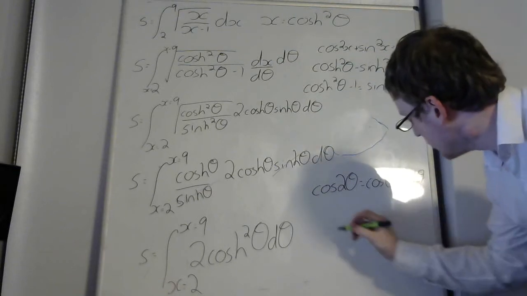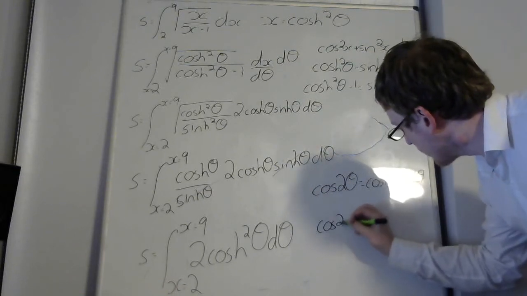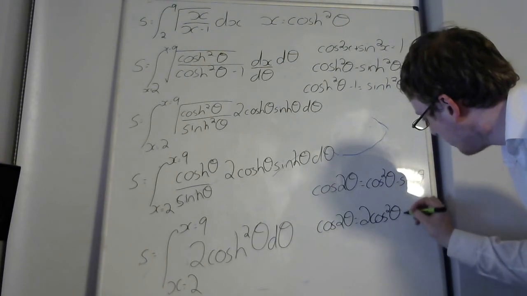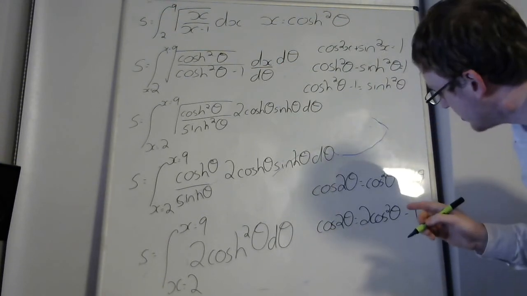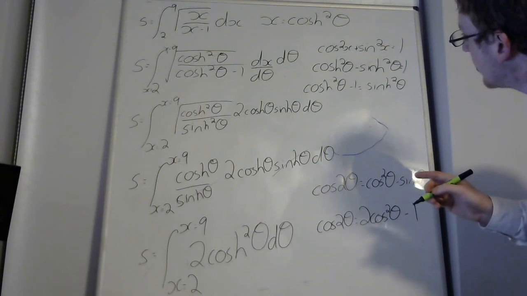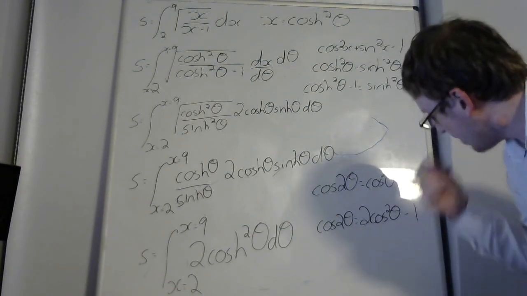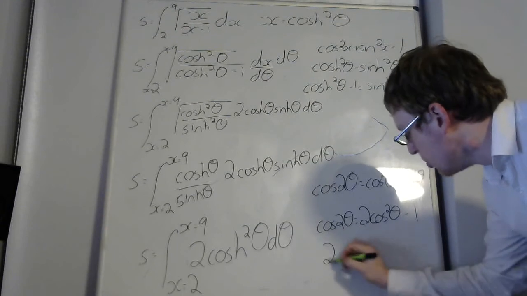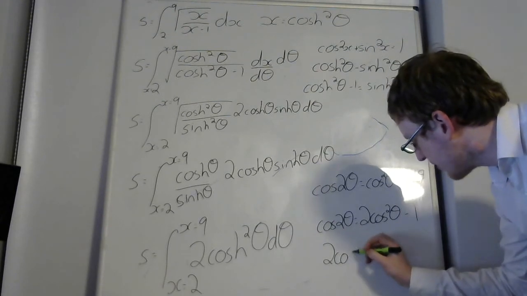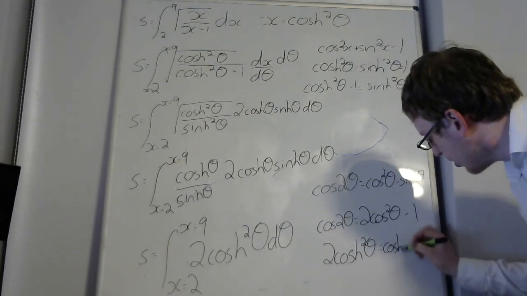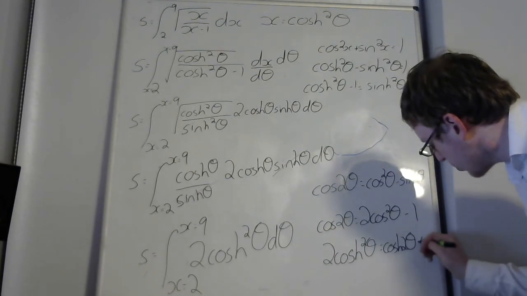So cos 2 theta is 2 cos squared theta minus 1. And that means that 2 cos squared theta is equal to cos 2 theta plus 1.